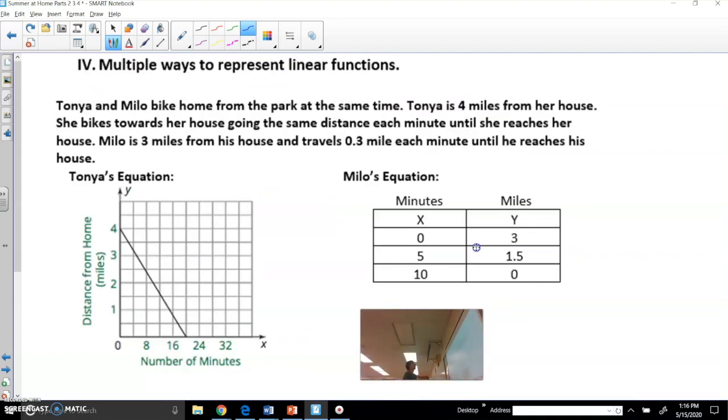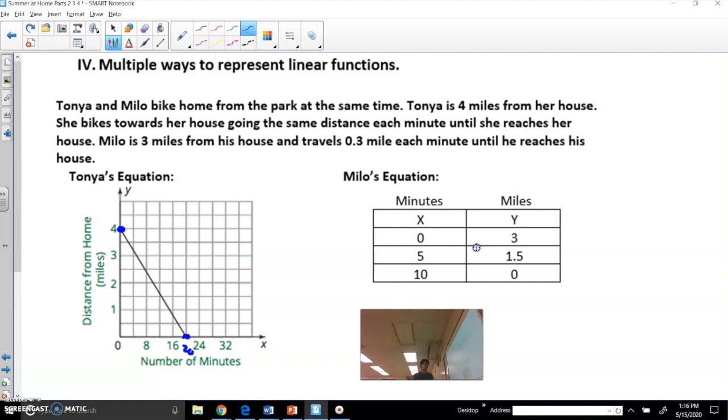So let's talk a little bit about multiple representations. We could have graphs of a situation, we could have tables, we could have a list of points, we could have a mapping. There are all different types of ways to classify information that we record. So, for example, Tanya and Milo bike from the park at the same time, and Tanya is 4 miles from home. And she's heading towards her house, so that distance is decreasing over time until she finally reaches her house. What looks like it takes about 20 minutes to do so.